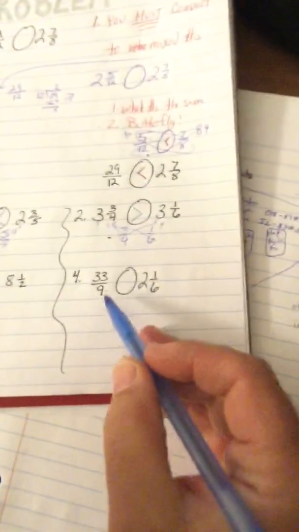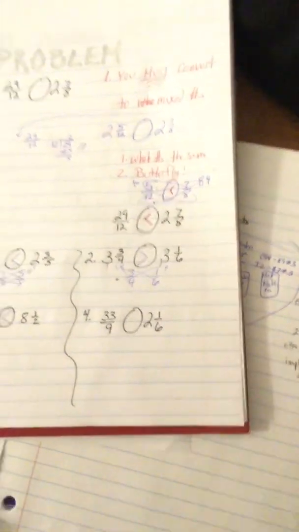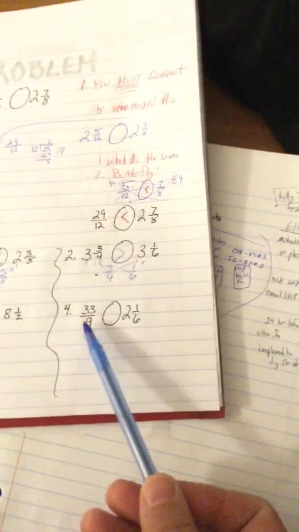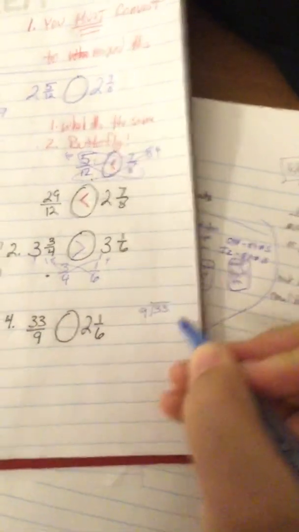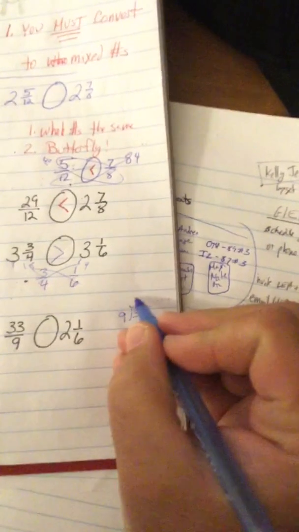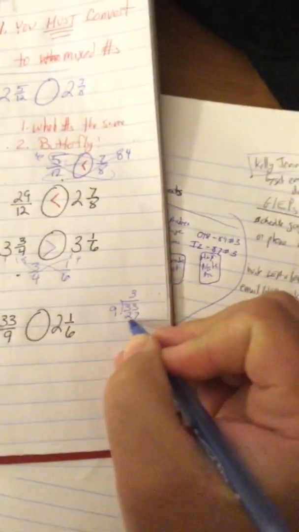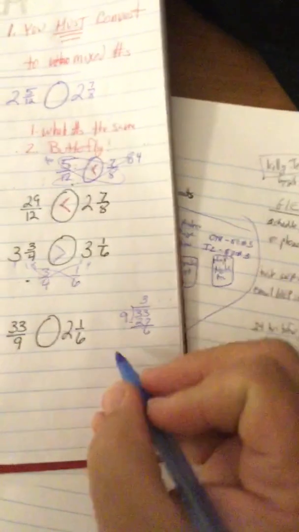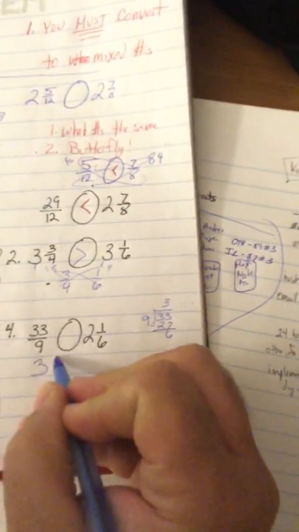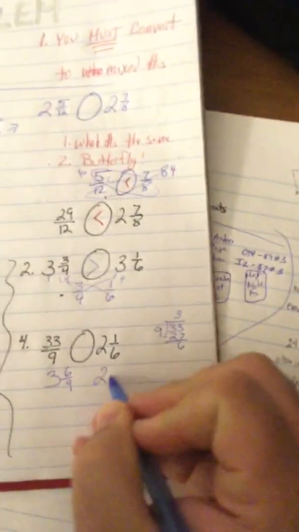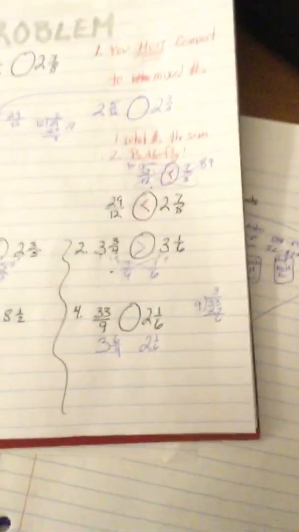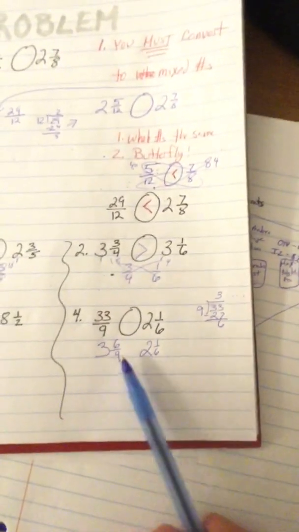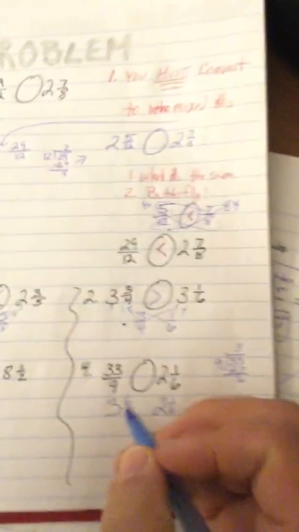All right, here we go. We have a fraction and a mixed number. We got to convert that fraction to a mixed number. So let's do it over here on the side. 9 into 33. 9, 18, 27. 3 times 9 is 27. 6. So it's actually going to be 3 and 6/9 and 2 and 1/6. Oh my goodness, now it's so easy. Why? Because our 3, the whole number, is bigger than our 2, that whole number. So therefore, the answer is greater than.